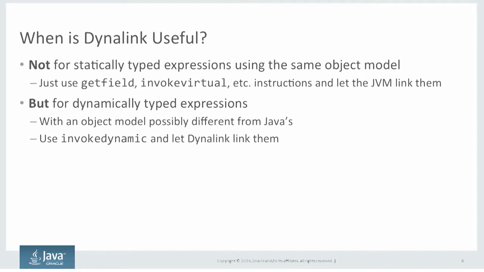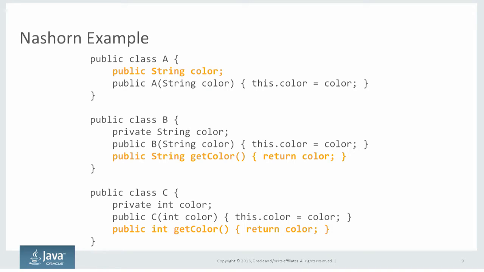Up next, a little example from, in fact, the Nashorn area. What we see here is 3 Java classes, all of which have a property that can go by the name of color, even though it is implemented differently in each of the classes. We have one field, we have one method that returns a string, and we have one more method that returns an int. So we have 3 different implementations of a property with the same name, essentially.